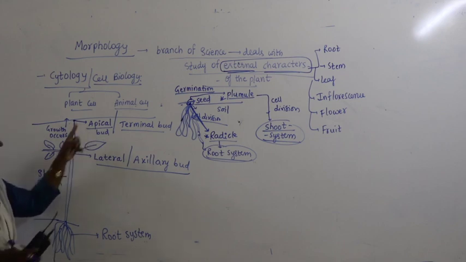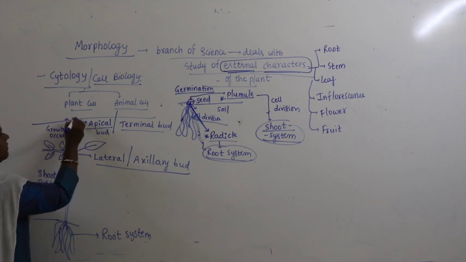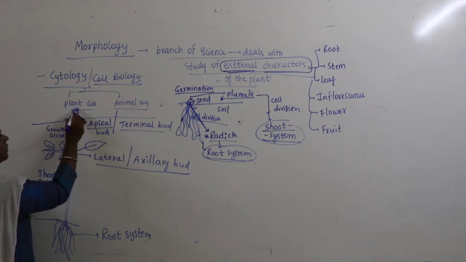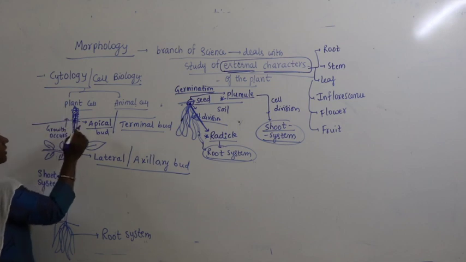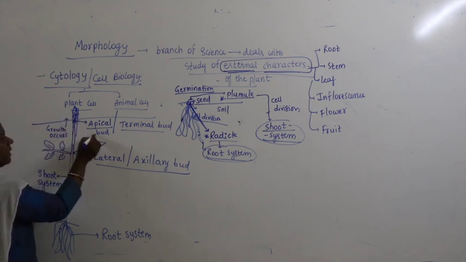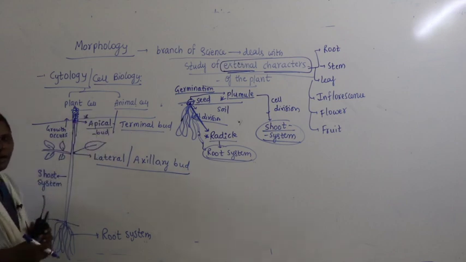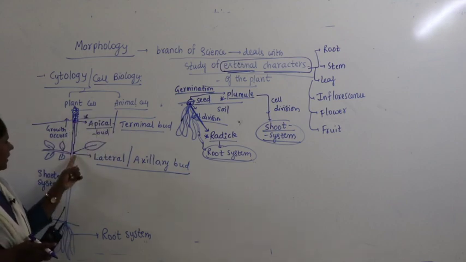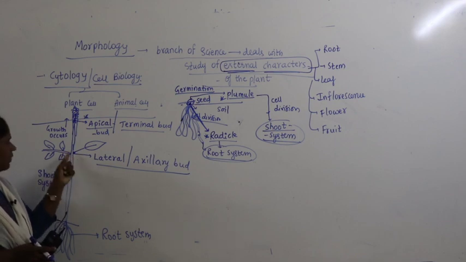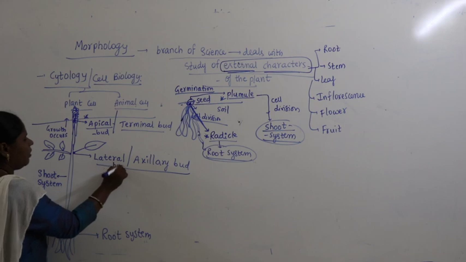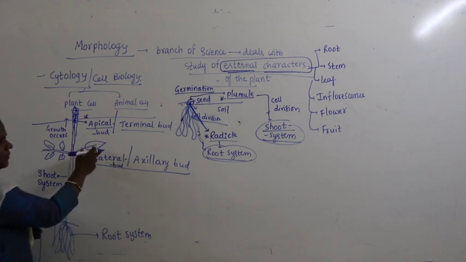So, what did we study here? One cell will undergo cell division and lead to formation of two cells. Two cells will divide and lead to formation of four. Four will divide and lead to formation of 8 cells. So here growth occurs. The place where growth occurs has a bud called the apical bud, also called the terminal bud. Similarly, on the lateral side of the stem, we find a bud called the lateral bud, also called the axillary bud.